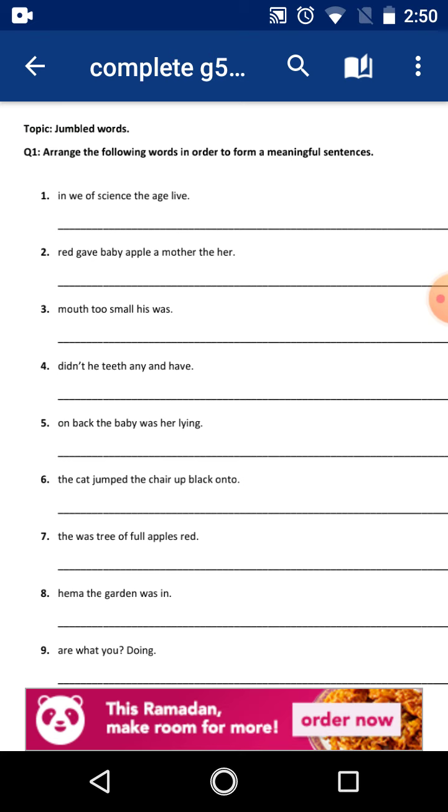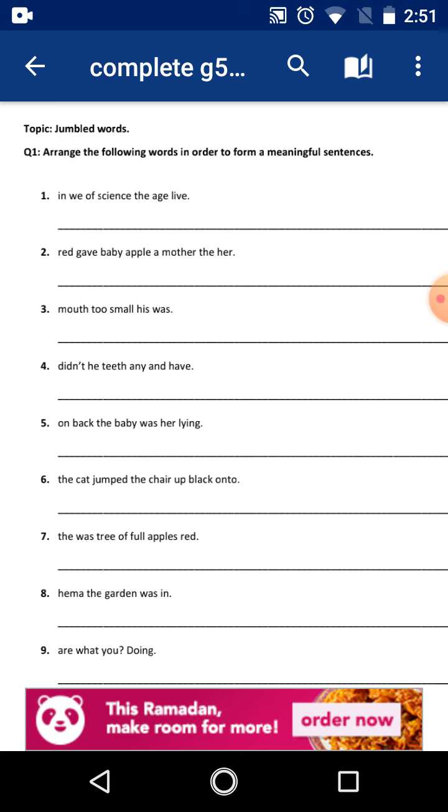So the rest of the sentences you will do with the same method. Now I am going to pronounce the rest of the sentences. The second sentence is: "red gave baby apple a mother the her." Third, "mouth too small his was." Fourth, "didn't he teeth any and have." Fifth, "on back the baby was lying."